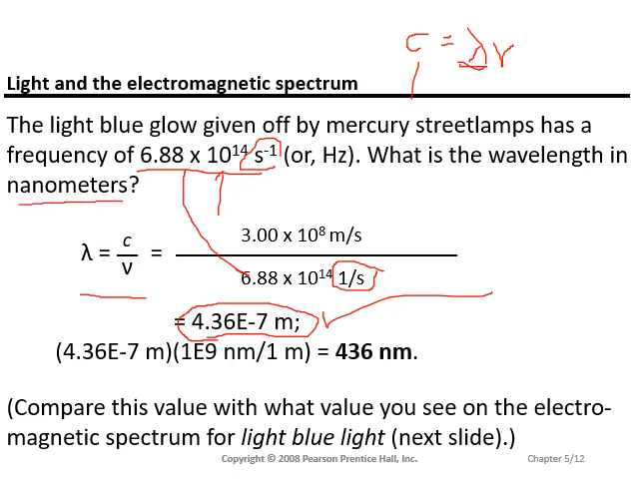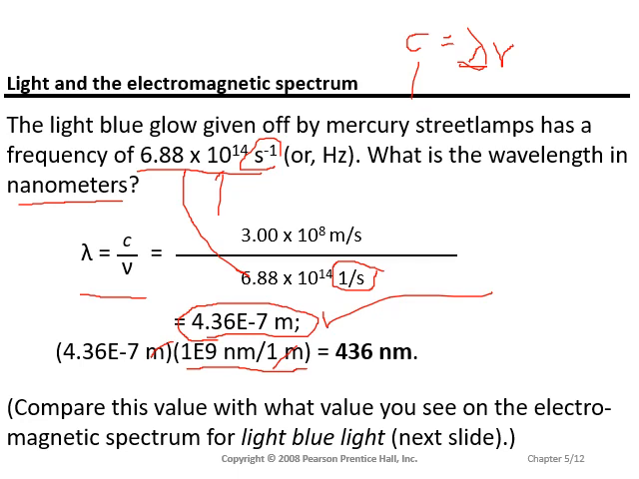Now, they asked for us to do it in nanometers, so you want to use your conversion factor where you have 10 to the 9th nanometers in 1 meter, and that's something we talked about in Chapter 1. So 1 nanometer is 10 to the minus 9th meters, so there would be 10 to the 9th nanometers in 1 meter. So if you multiply by your conversion factor, the meters here are going to cancel, and you're going to wind up with 436 nanometers.